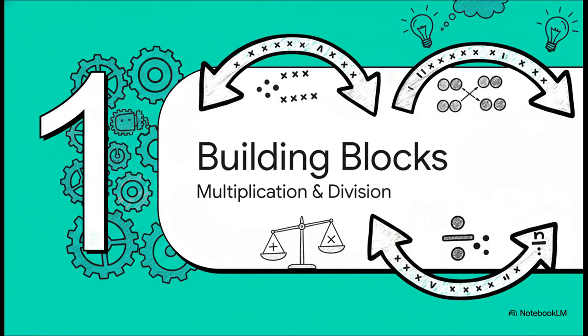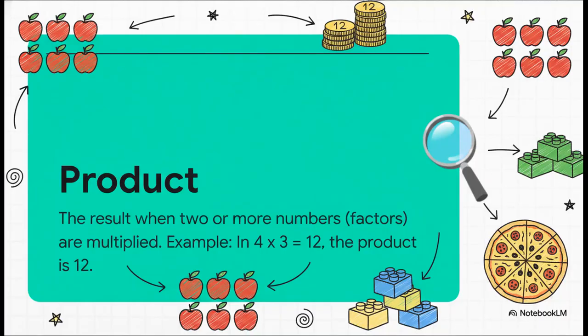Honestly, these two things, multiplication and division, they're like two sides of the same coin. And pretty much everything else in math is built right on top of them. Okay, let's talk multiplication. At its heart, it's really just a super fast way to do addition. When you multiply two numbers, which we call factors, the answer you get is called the product. So when you see 4 times 3, that's just a shortcut for saying add 4 groups of 3. And the product, 12, is your grand total.